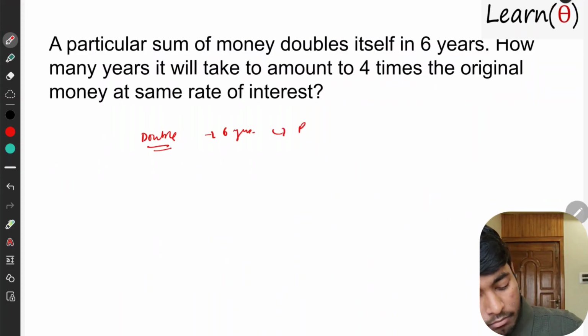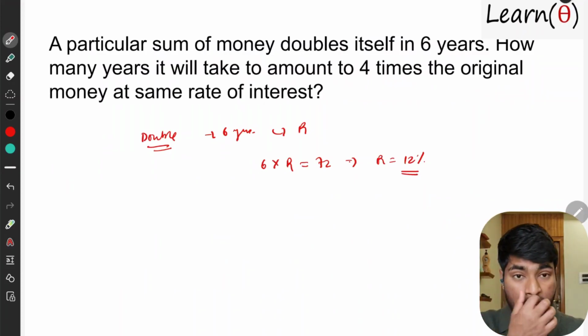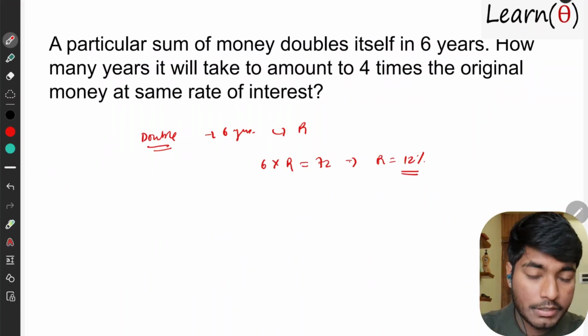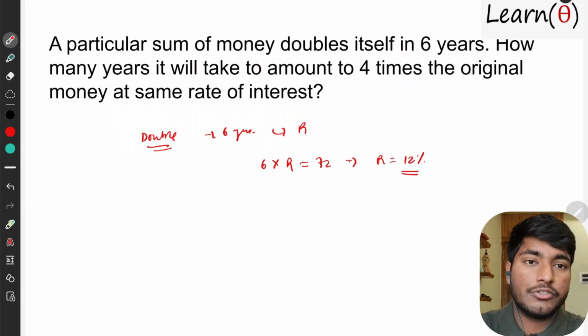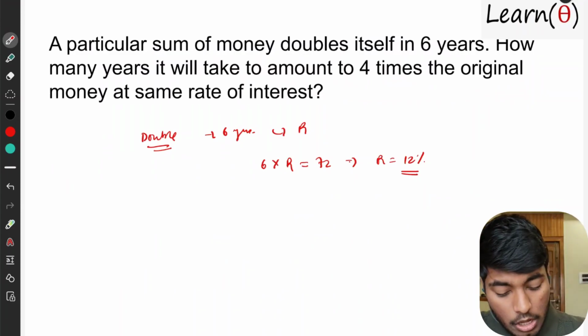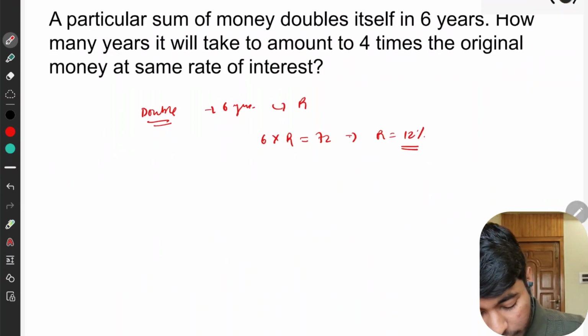So what is the rate? I can calculate. 6 years into rate is equal to 72, so I get the rate is equal to 12%. So the interest rate in this particular question is 12%. After how much time will it become 4 times? So what is the formula for 4 times?